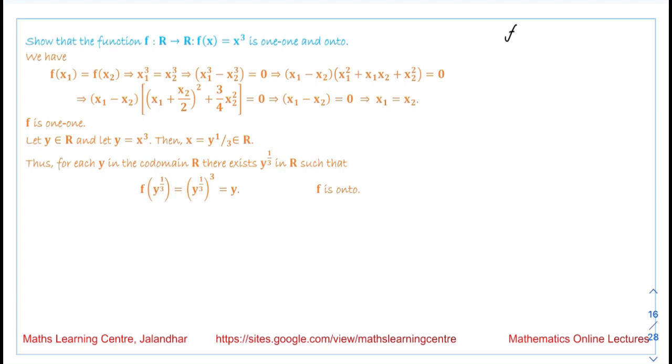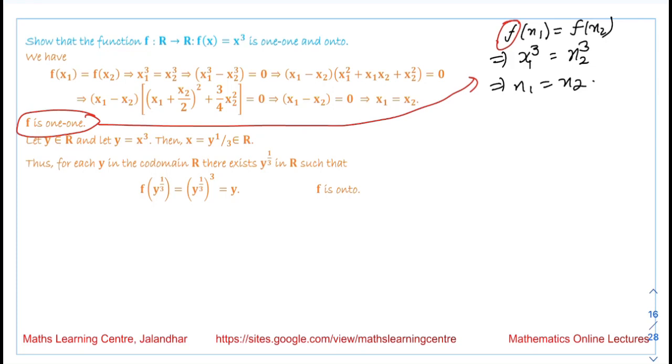Suppose f of x1 is equal to f of x2. So we have x1 cubed is equal to x2 cubed, and this implies x1 is equal to x2. So this gives us that the function f is a 1-1 function. Now to prove the onto part, we have to calculate the range of this function. Suppose y is equal to x raised to the power 3. So this implies x is equal to y raised to the power 1 by 3.